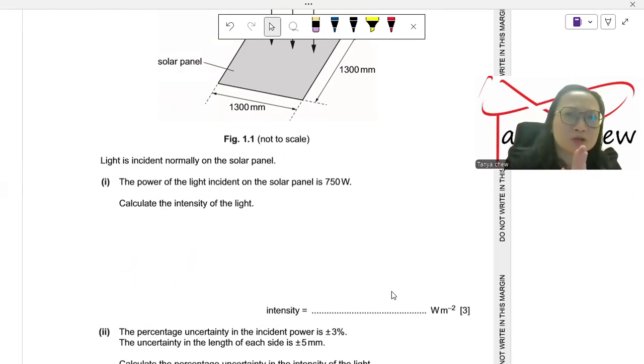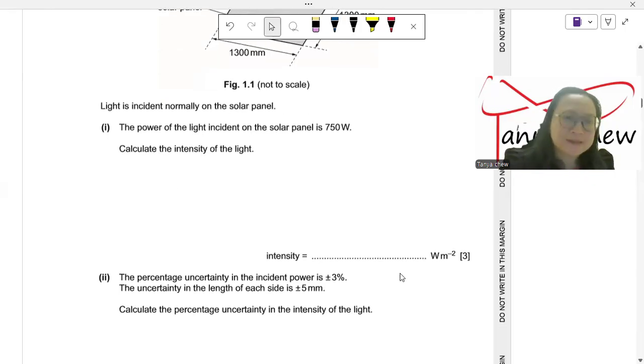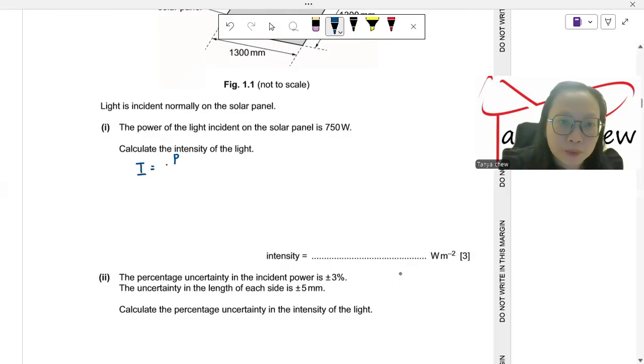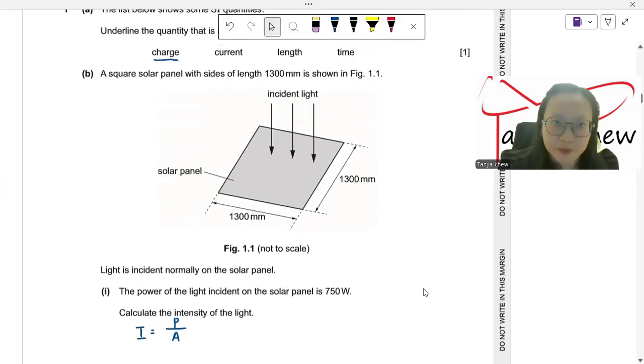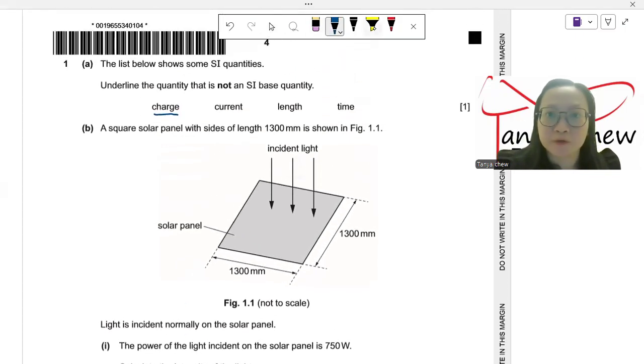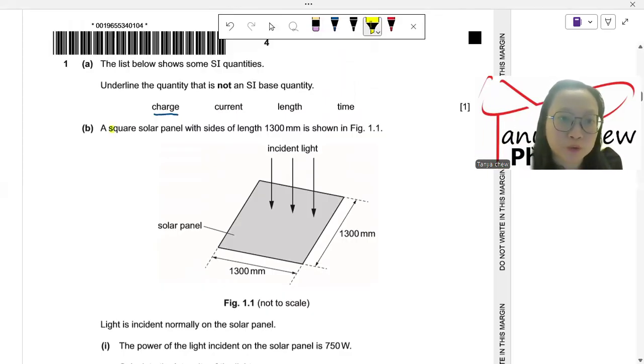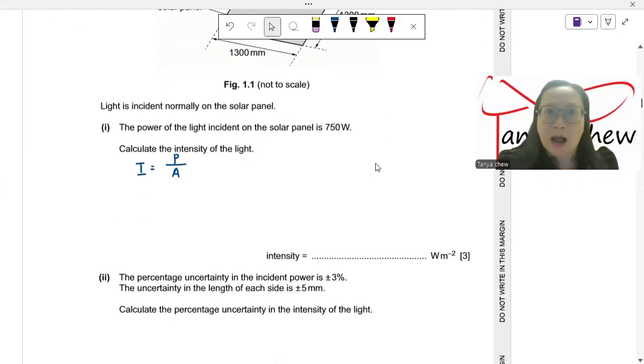Now, this is something to do with the wave that you have learned in the topic of wave. Intensity is defined as power per unit surface area. Now, about the surface area, since the area is not being given, you have to keep on seeking for some clue given in the question. They told you this is a square solar panel. So you need to know how to find the area of the square, which is length times length.